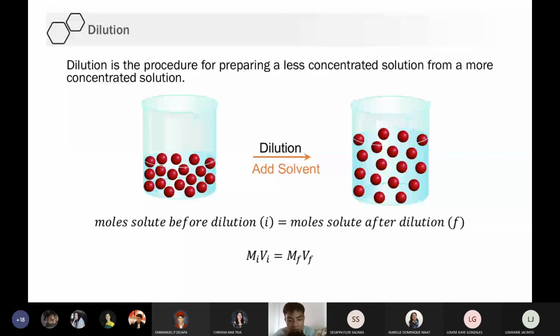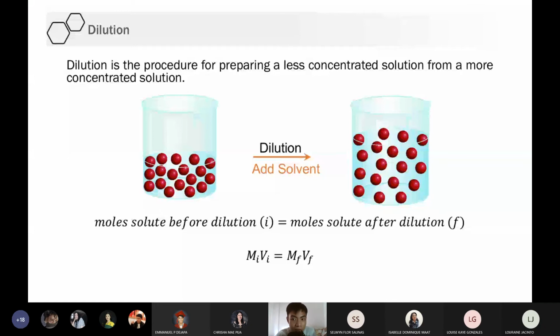Ano i-a-advise sa inyo ng parents nyo? Dagdagan mo ng tubig, no? So, yung process by adding water sa inyong solution, that's called dilution. Okay? So, dilution yung pagdagdag ng water. Ano yung purpose? Para yung juice, hindi siya ganun katamis. Or, in chemistry terms, so that your solution will be less concentrated. Okay? When you add solvents, nagbabago ba yung amount ng solute? Hindi. No? Kasi solvent lang dinadagdag mo, eh.